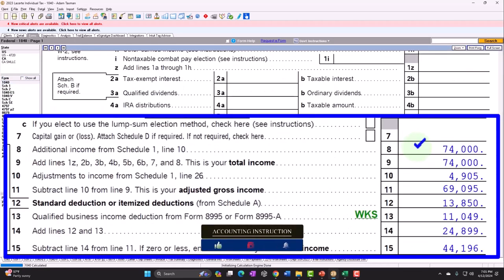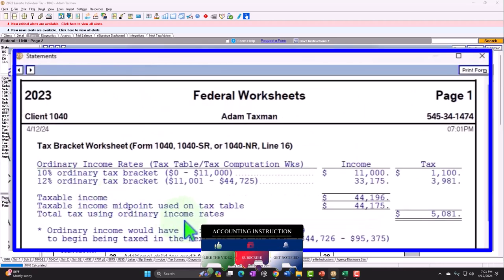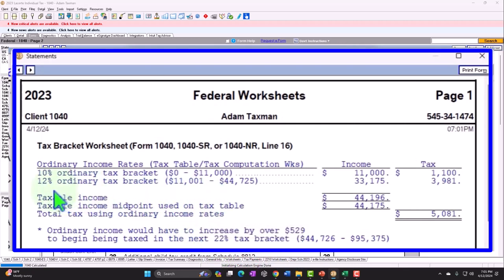There's the 74,000. Now the point of this is that if I go to page number 2, you're going to say, hey, what about my tax calculation? Because we sold property, should it be calculated at different rates? And you can see here that we don't have that more complicated calculation breaking out something other than just the ordinary income rates. In other words, it looks like it got taxed at ordinary income rates. And you might say, well, why isn't it taxed at capital gains rates?